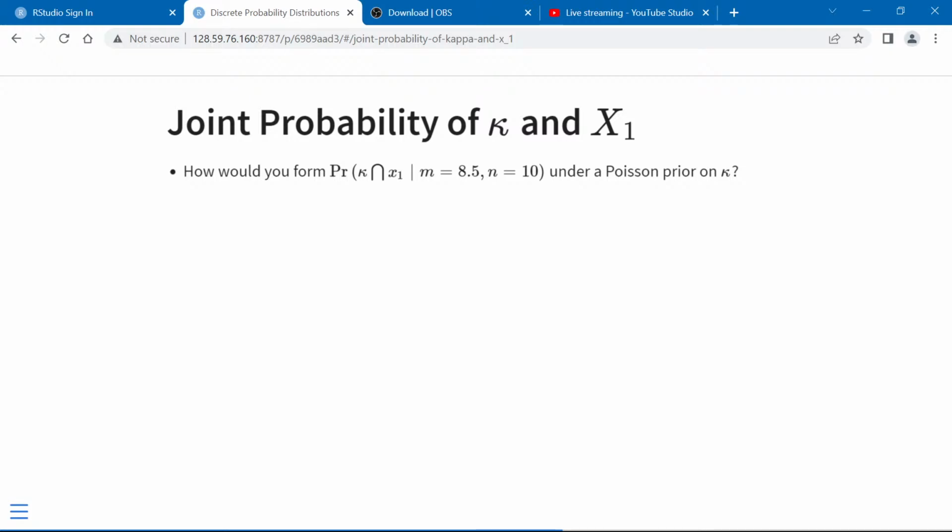So how would we form the probability of kappa being something and x1 being something, conditional on m, conditional on 10 pins being available to be knocked down, under a Poisson prior on kappa? How would we do this the ancient way? What rule that we ostensibly learned last week would guide us to the answer for how we would form the joint probability of kappa being 1 and the first roll of bowling being 7 or something like that, under a Poisson prior for kappa?